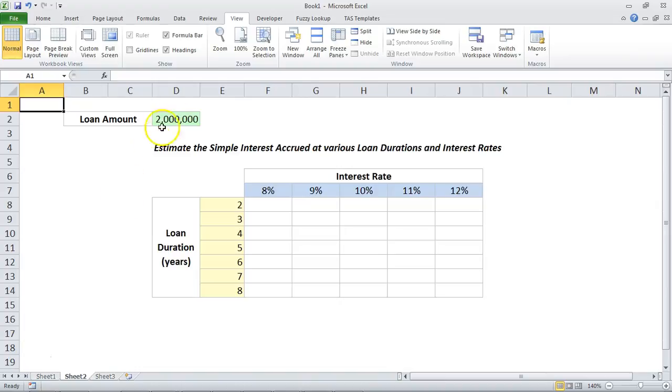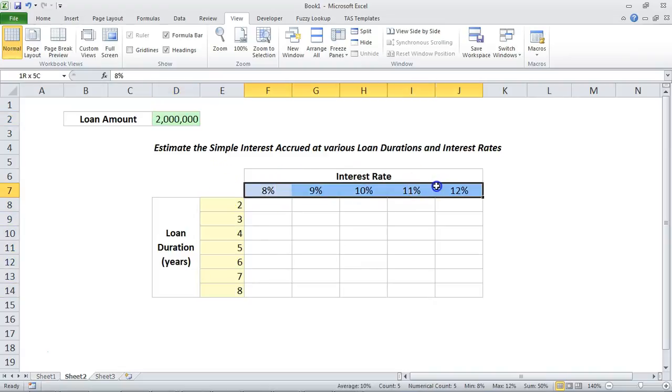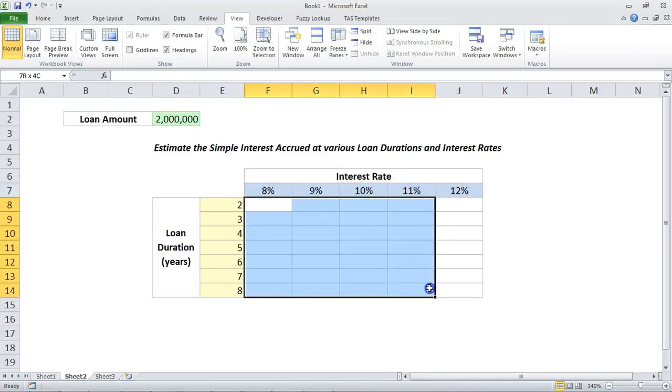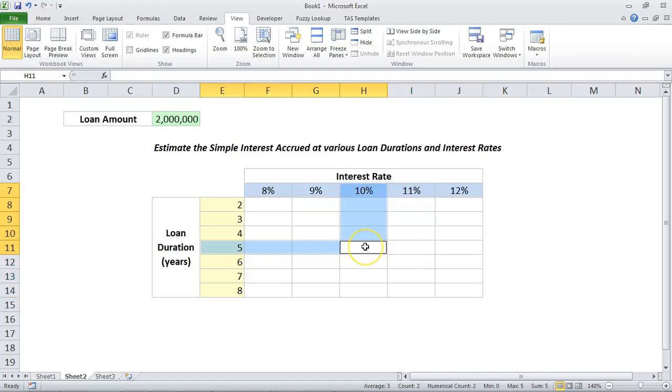In this example, we have a loan of 2 million and we need to estimate the simple interest accrued on this loan at various loan durations and interest rates. Each cell in this table needs to be filled up with the proper accrued interest. For example, in this cell, you need to estimate the interest accrued on a loan of 2 million over a duration of 5 years at an interest rate of 10%.